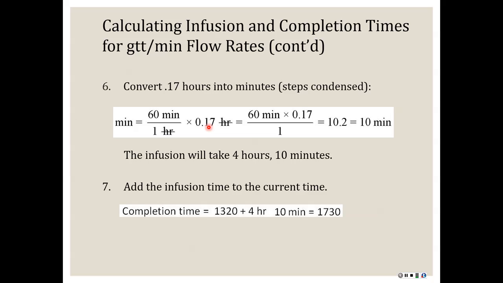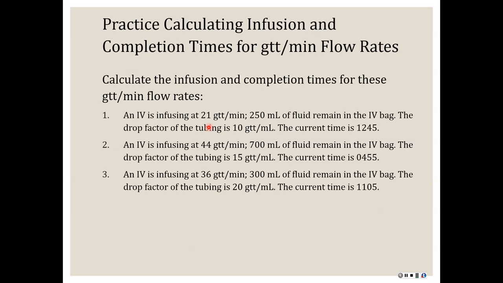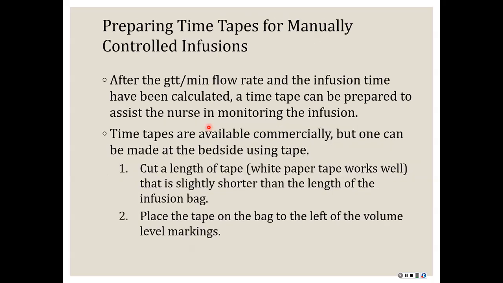We weren't told that we were going to be needing seconds in the problem, so of course we would round again to the whole minute, and so we have 10 minutes. So you would just take 1320 plus 4 hours and 10 minutes, and we would get an answer of 1730. Again, you're not going to write in 5:30 and then add in a PM. You're going to type in military time without any spaces or colons, 1730. All right, so I've got some more practice problems for you there.